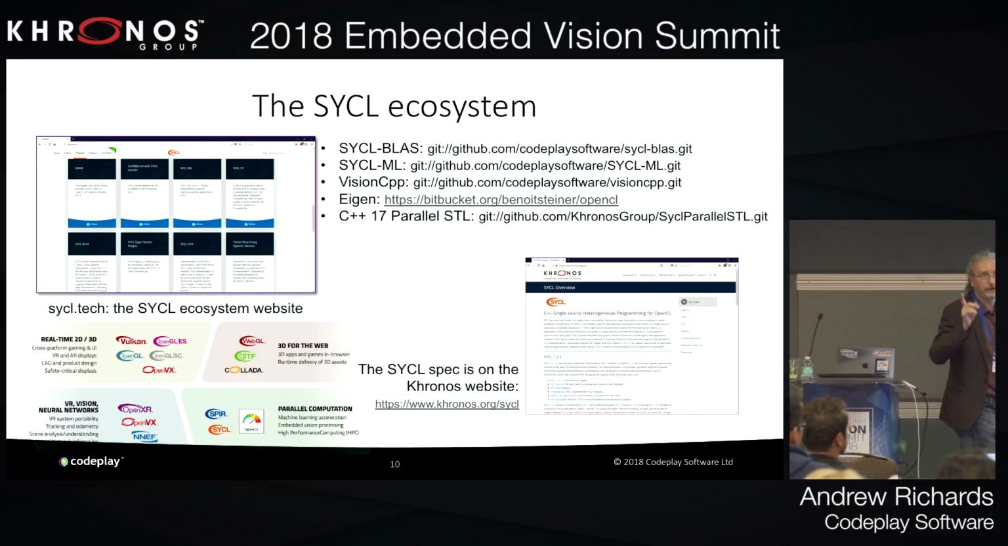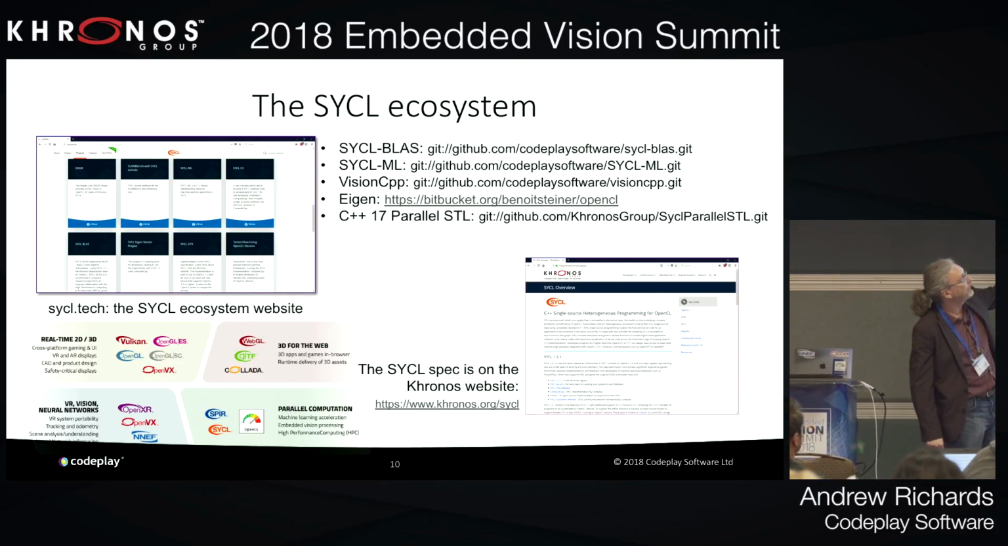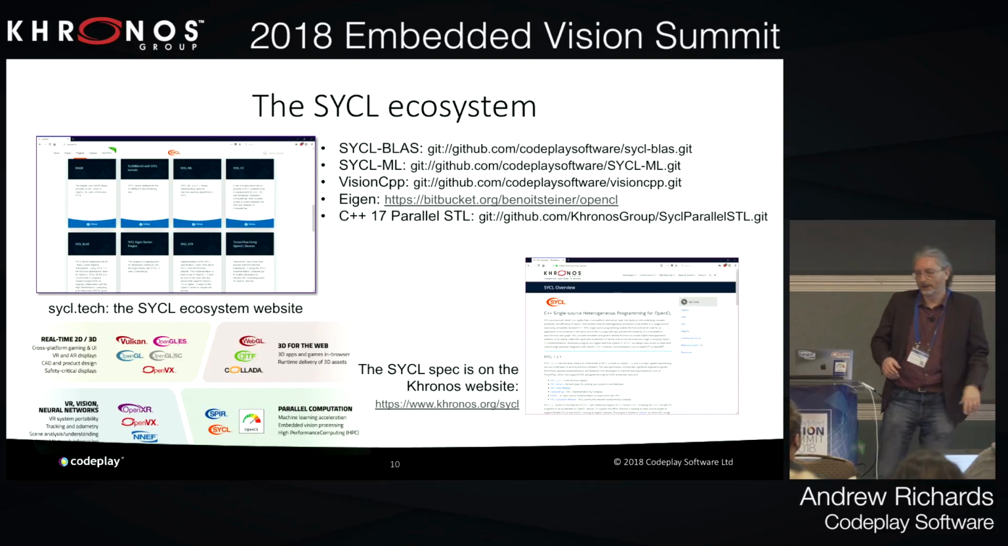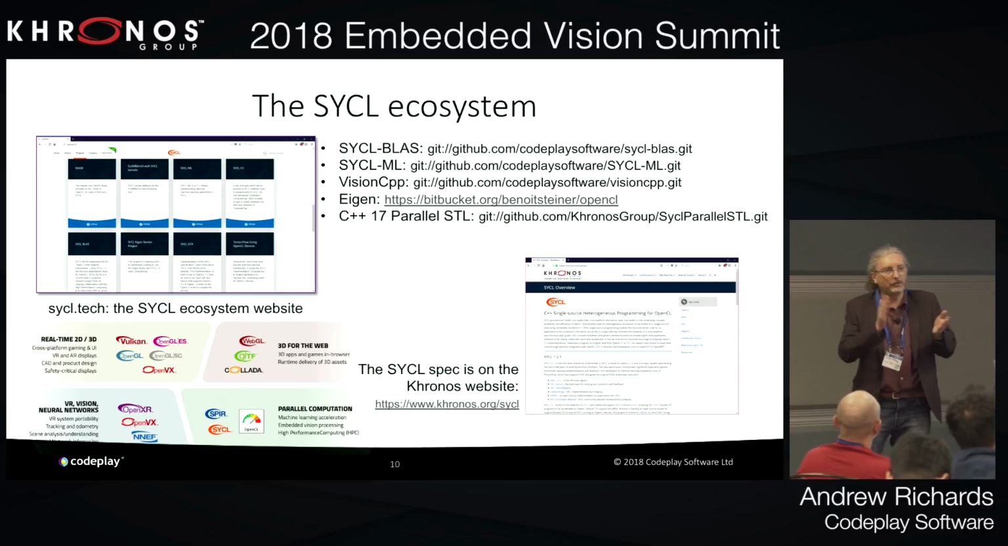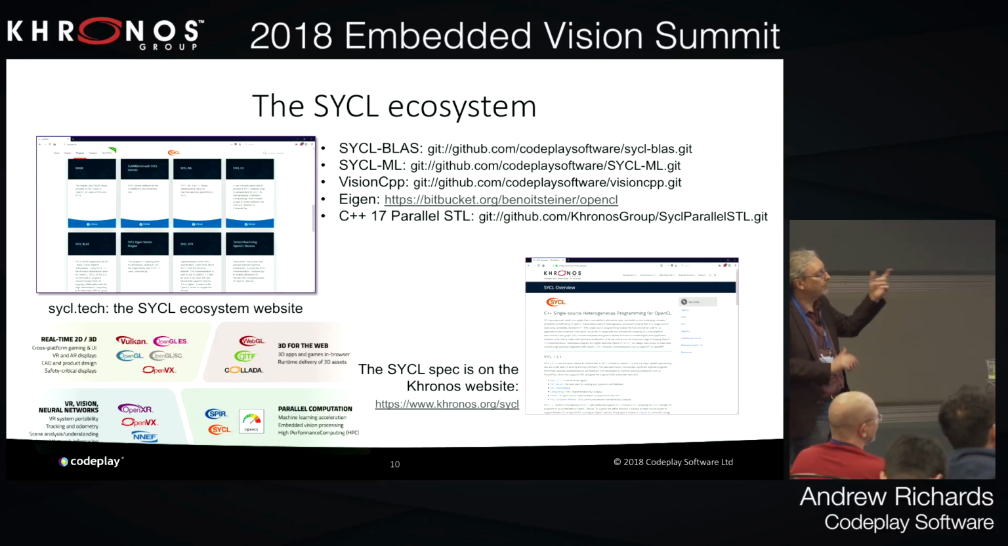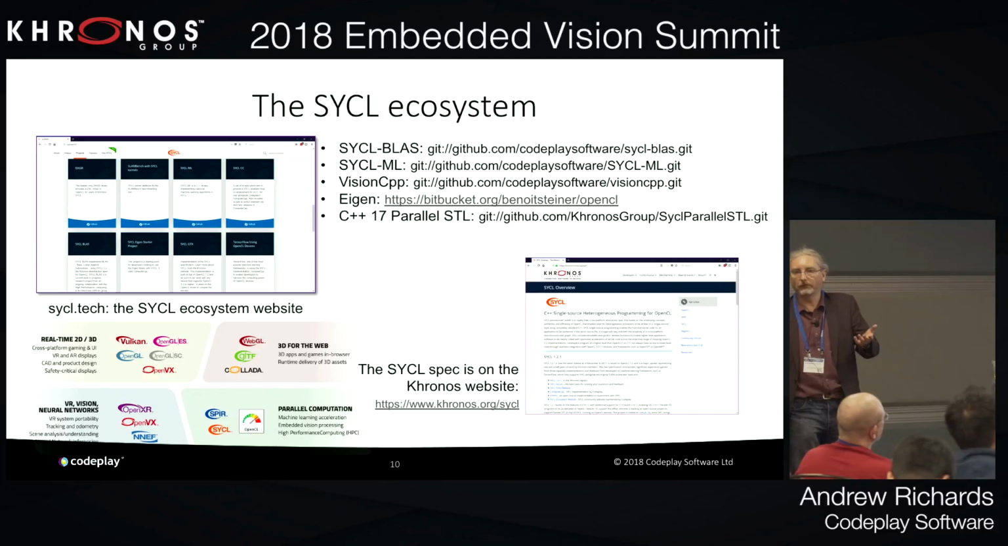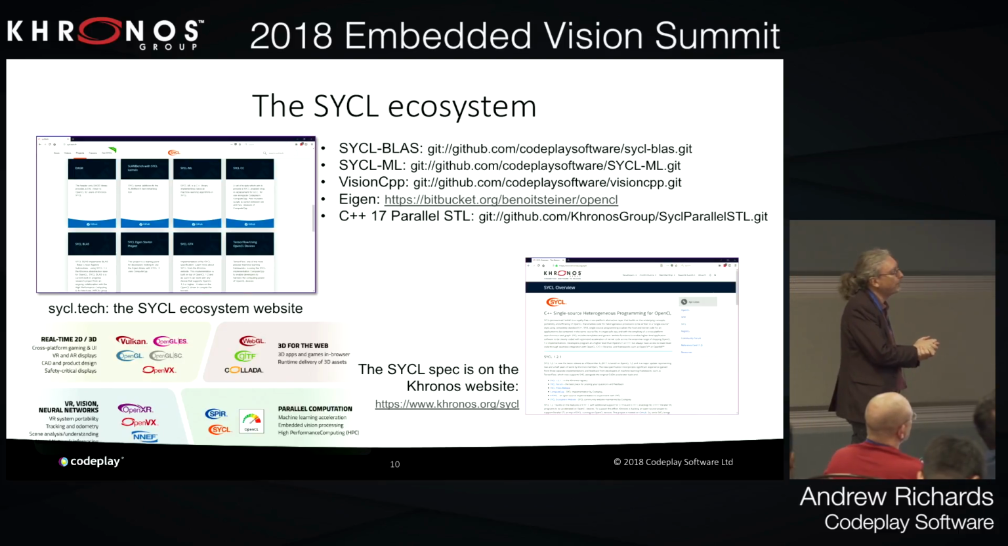So I've already talked about TensorFlow and SYCL Blast and SYCL DNN, but there's other stuff. There's SYCL ML, which does more traditional machine learning things like support vector machines. We've got Vision CPP, which I'm just going to show you, which is a really cool library. We've got Eigen. We've also got the C++17 parallel STL. All of this is open source. The parallel STL defined in C++17 is the standard equivalent of thrust. You can run that on SYCL using an open source project that will run the C++ parallel STL on top of SYCL.